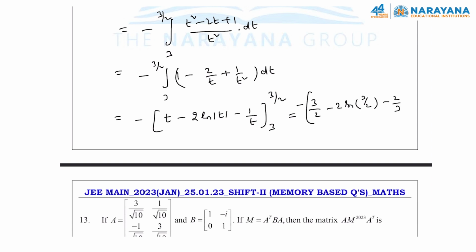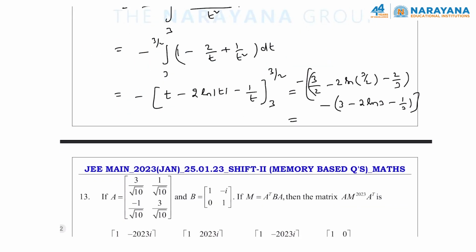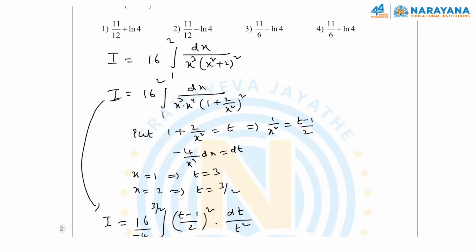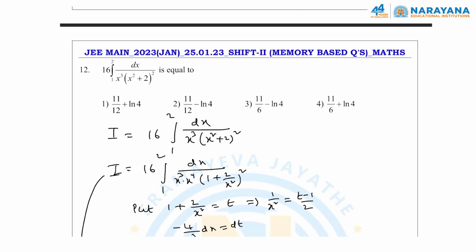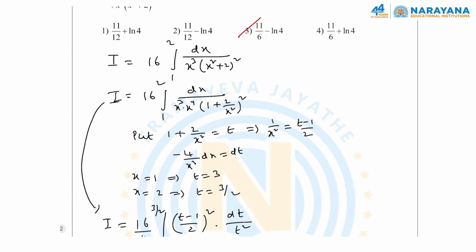minus of this, minus 3, minus 2 ln 3 minus 1 by 3. So after simplification, you will get this as 11 by 6 minus ln 4. You can actually simplify this, simple calculations. Answer will be 3. So here the main idea is taking x square outside and substituting 1 plus 2 by x square equal to t.